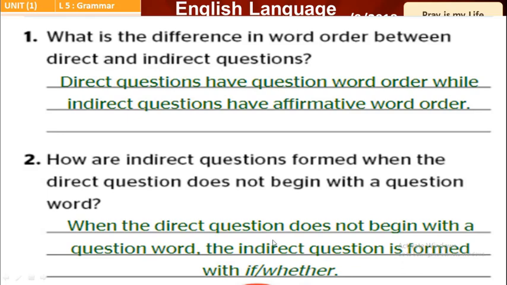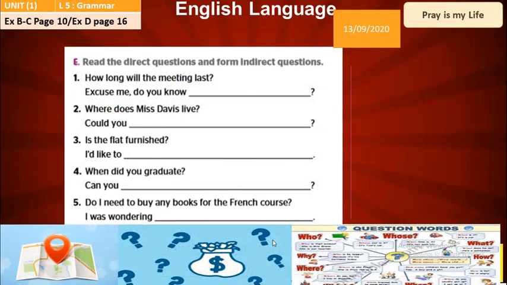And here we are at the end of this lesson. Try to do task E as homework, and when you try yourself, compare your answers to these.